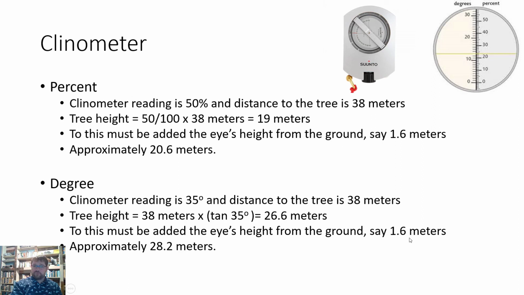You still are 1.6 meters high, or at least this individual is. The height to the eye is 1.6 meters. Add those, you get 28.2 meters. So in general, it's not a super difficult calculation, but know how to calculate the height of the tree using percent from a clinometer and the height of a tree using degrees from a clinometer.